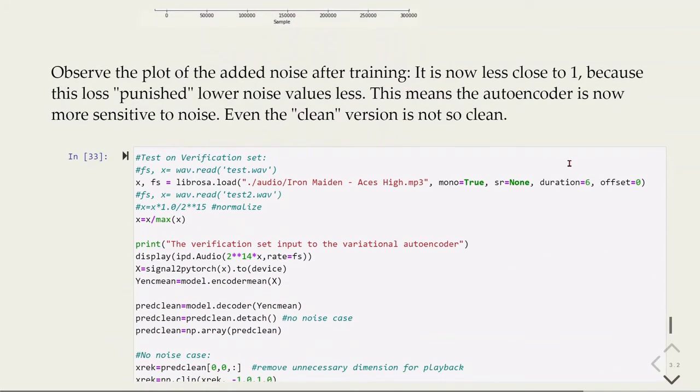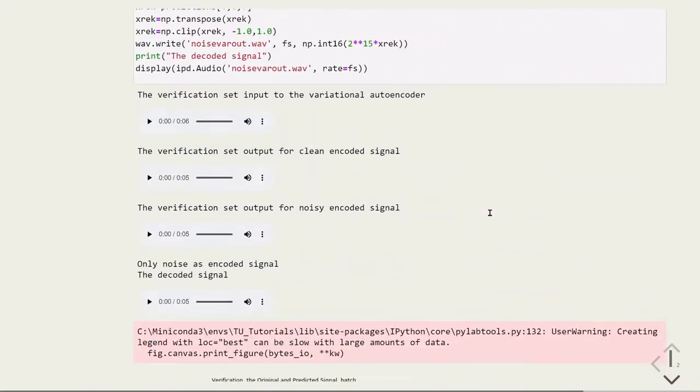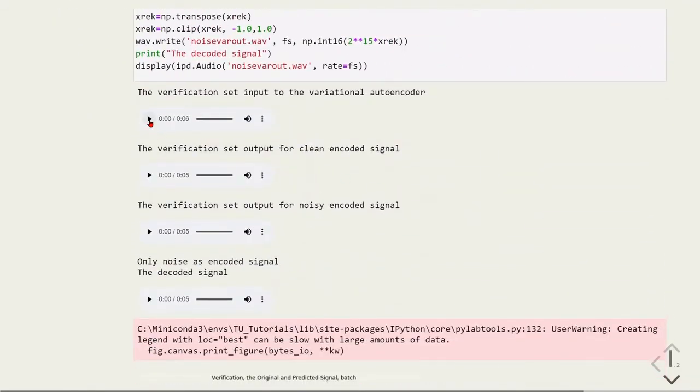So once again, we will test on the verification set. So this is the input of the model without any noise.